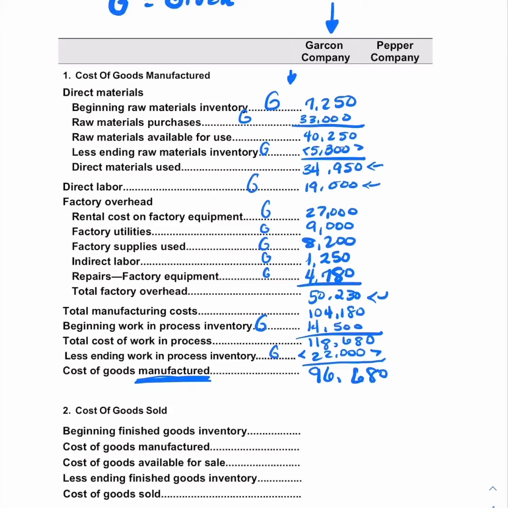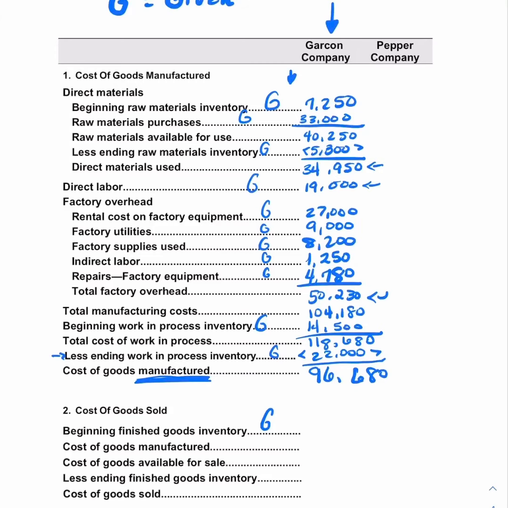If they're still in process, they were not finished. So that explains why we do this right here. Now the next piece then is to figure out exactly how much we sold. So the very first thing we want to look at then is this beginning finished goods inventory.